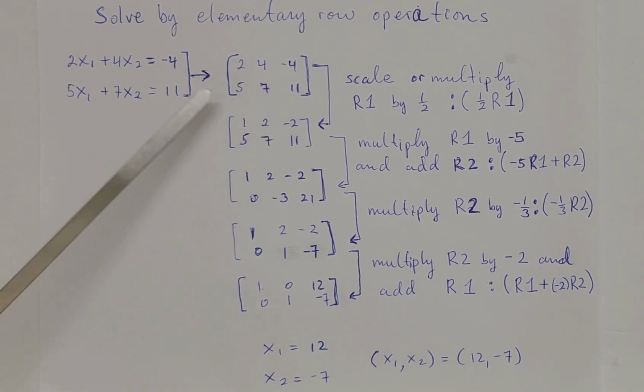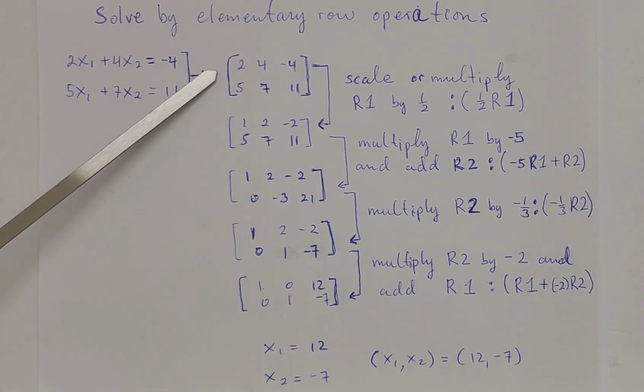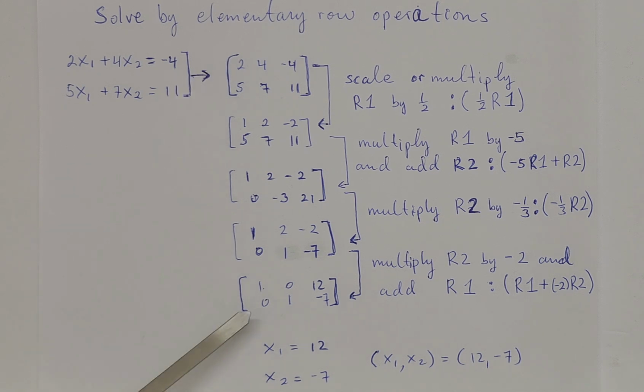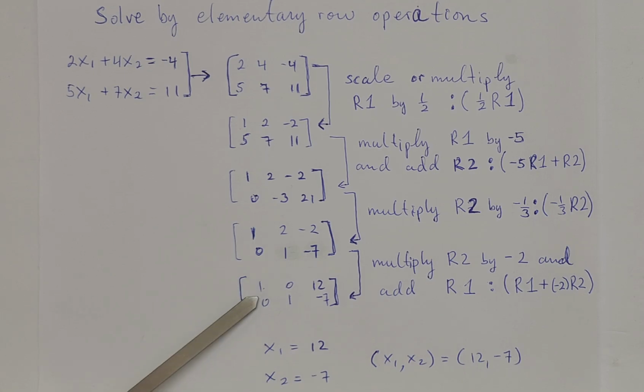Our objective is to turn this form into this form down here, where I have 1, 0, and then 0, 1 over here. Then I know I am done. Change this form into this form, and then you are completely done.